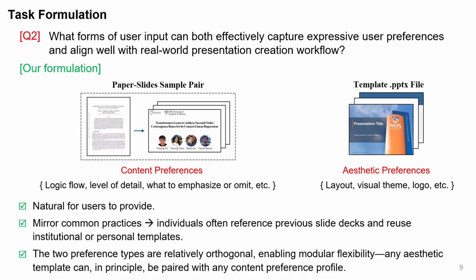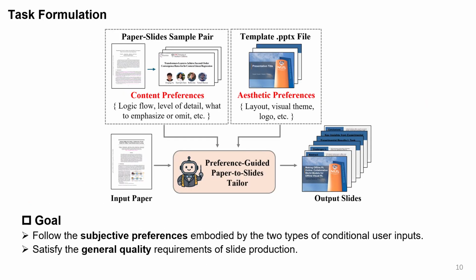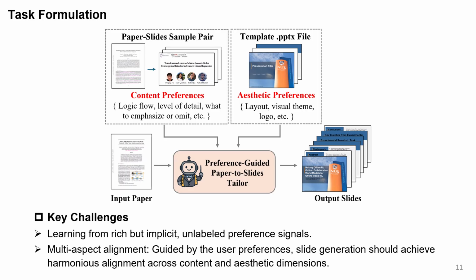In practice, we assume that users have self-consistent preferences, while the model is designed to adaptively integrate different preference sources to achieve harmonious slide generation. So the overall goal of our task is to follow the subjective preferences embodied by the two types of conditional user inputs, while also satisfying the general quality requirements of slide production. Such a goal poses two key challenges to the system.